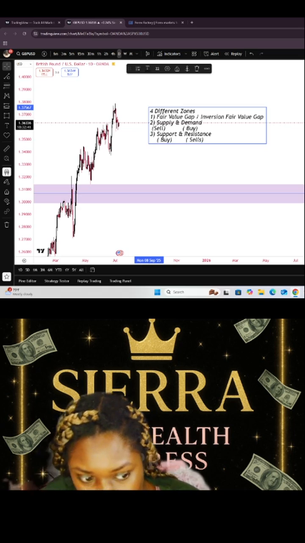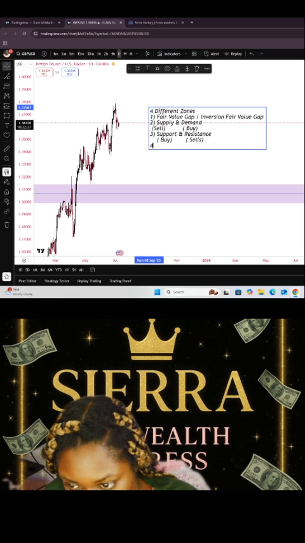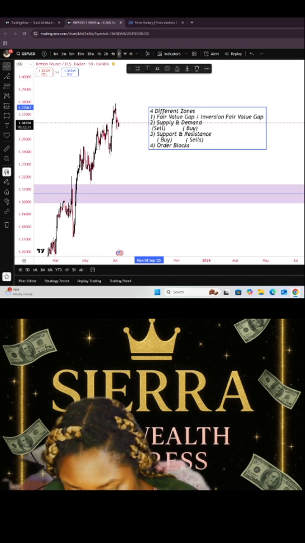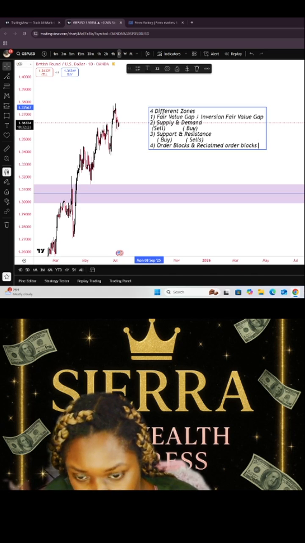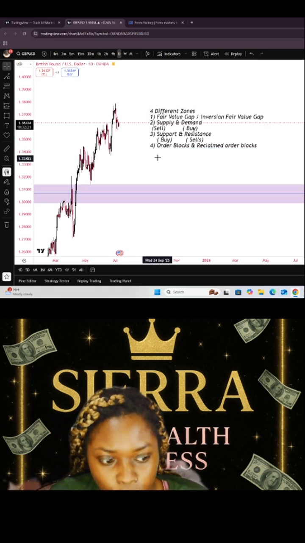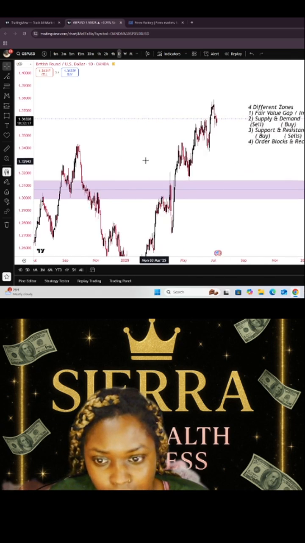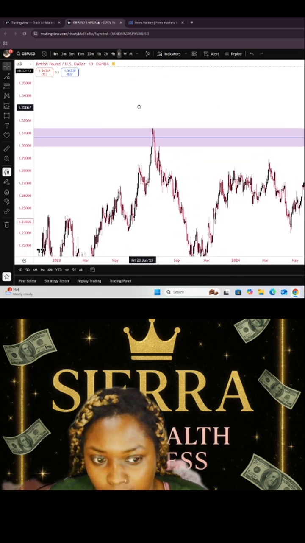And then you have order blocks and reclaimed order blocks. All right. And just a refresh on reclaimed order blocks, right?